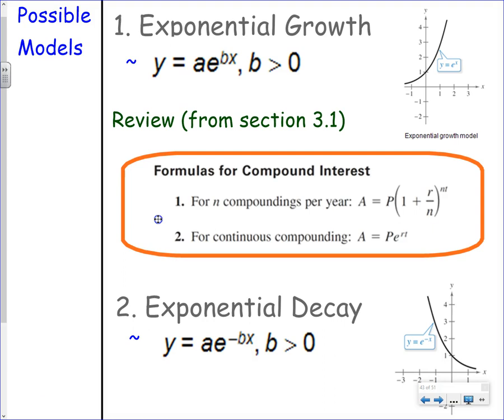And the other one is P times 1 plus R over N, to the NT.